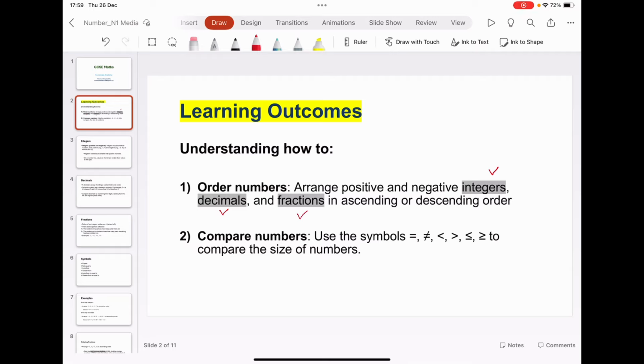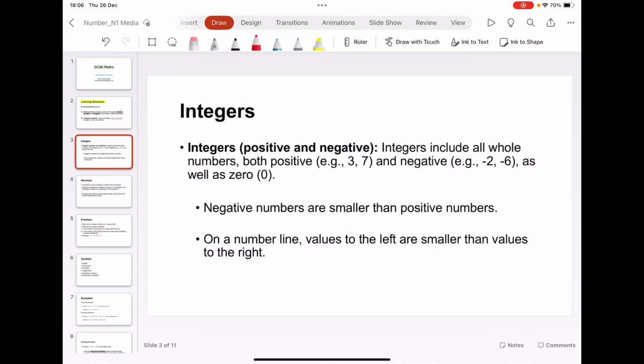The second thing we will learn is to compare these numbers in terms of their sizes using the following symbols. As we said, numbers are of different types. Numbers can be integers, they can be decimals, and they can be fractions.